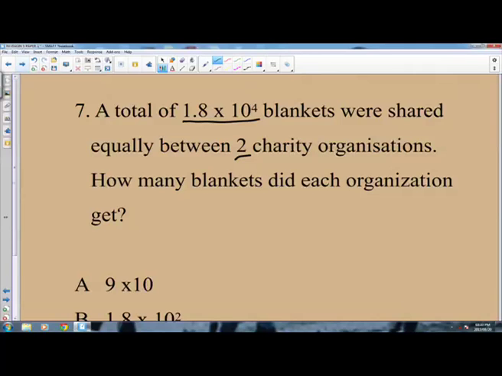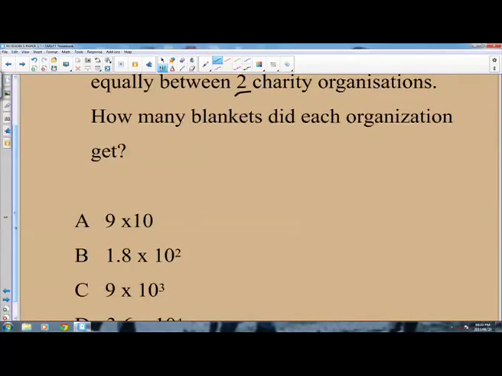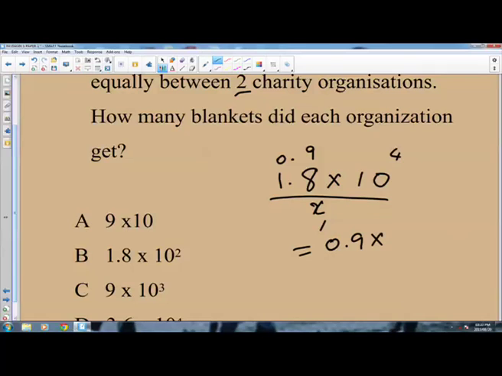So because we are saying they are sharing, it means it's 1.8 times 10 to the power 4 divided by 2, because there are 2 organizations sharing this. And then 2 into 1 is 0, and then a point, 2 into 18 is 9. So what we are having is 0.9 times 10 to the power 4.